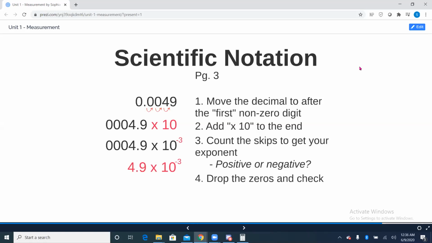Now, if I look at this number, 4.9 times 10 to the -3, and I wanted to write this back out in expanded form, I could use that negative sign as a reminder of the direction I am going to move the decimal. It's pointing that I need to move it to the left 3 times. And I can remember that 0.0049 is a very small number.